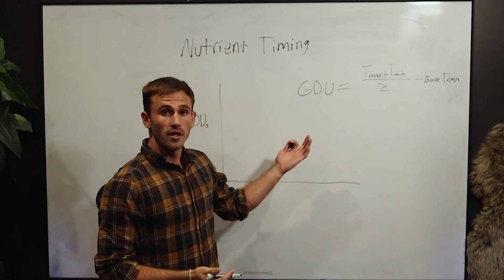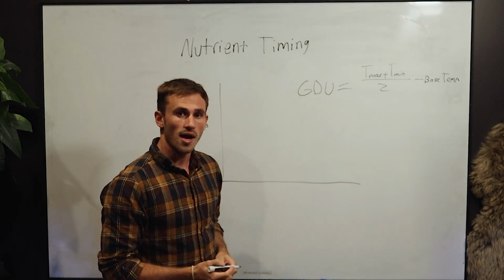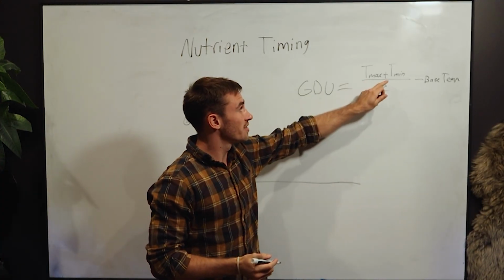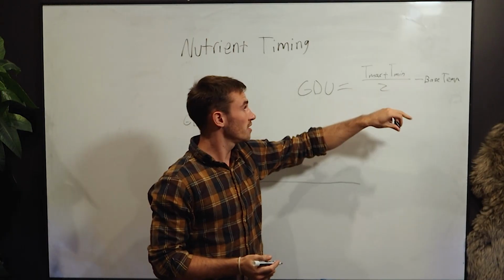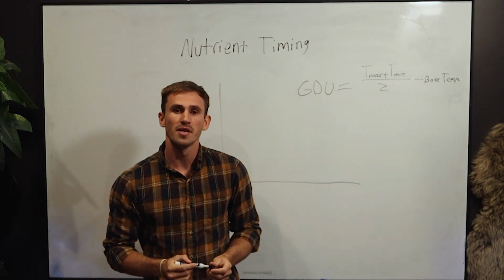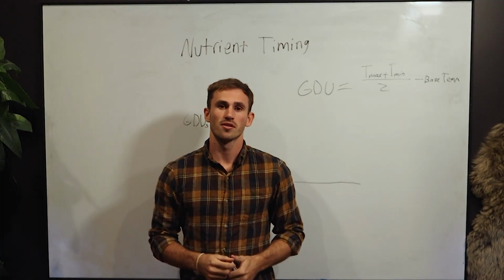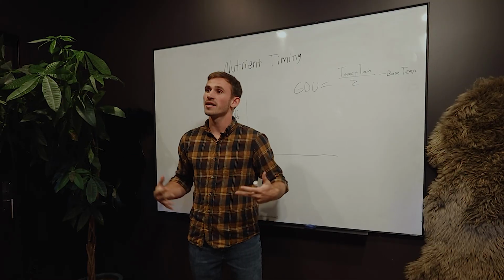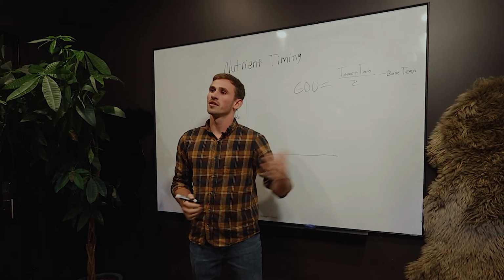So to calculate how many growing degree units happen in a day, we take the maximum temperature of that day and we add the lowest temperature of that day, divide it by 2, and then we subtract what's called a base temperature. This is the minimum temperature it takes for a crop to grow. So the crop grows based on the accumulated heat, not necessarily on time.